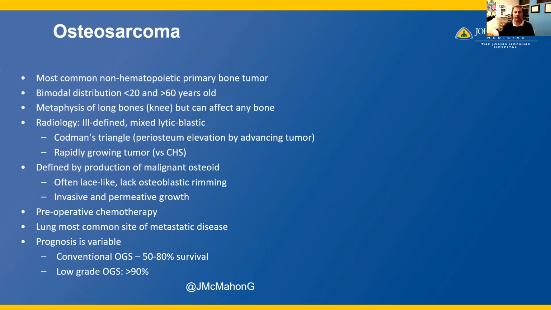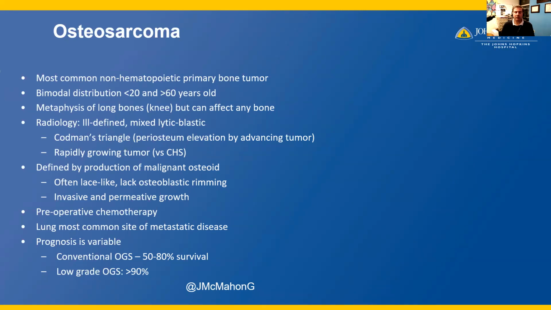Osteosarcomas in general are rapidly growing, which is in contrast to conventional chondrosarcoma, which is more indolent and slow growing. Osteosarcoma is defined by the production of malignant osteoid, that is a malignant tumor that you know is malignant, that is producing osteoid. And sometimes the radiographs are needed to correlate with that. Osteosarcomas often produce the osteoid in a lace-like pattern. It will lack osteoblastic rimming. Osteosarcomas are often invasive and have permeative growth patterns.